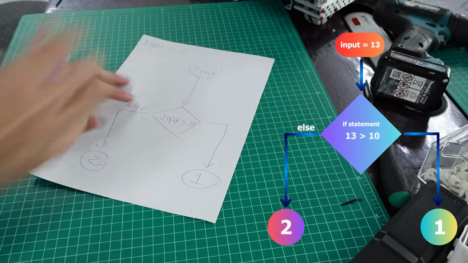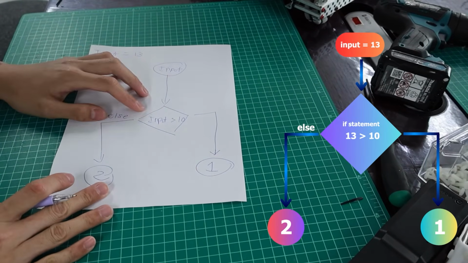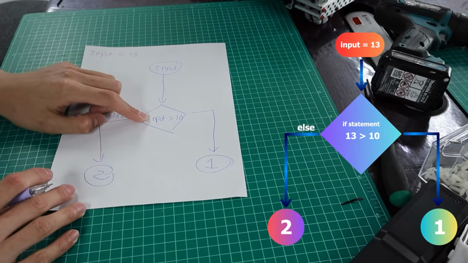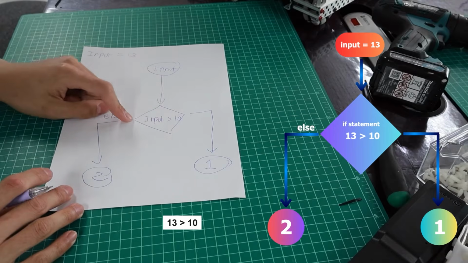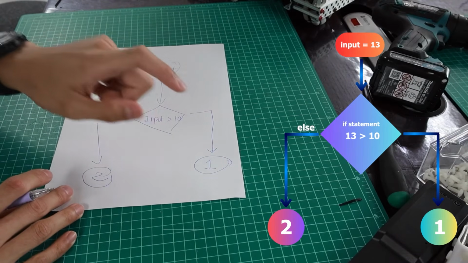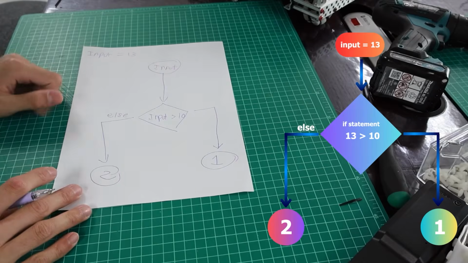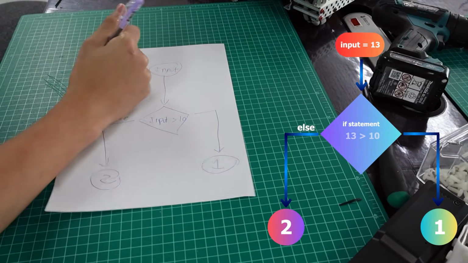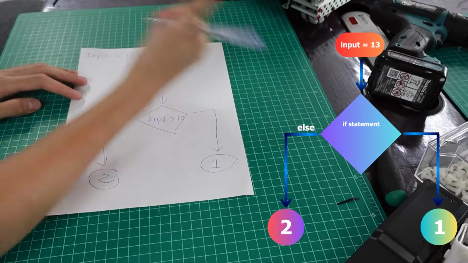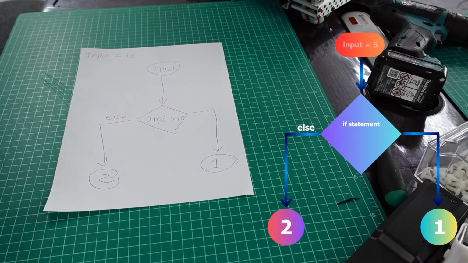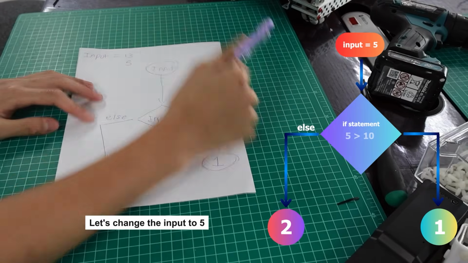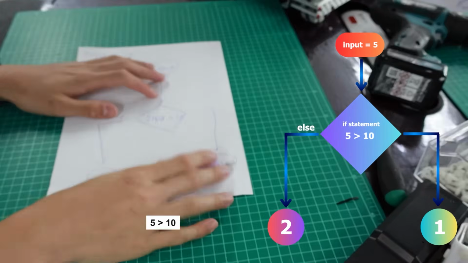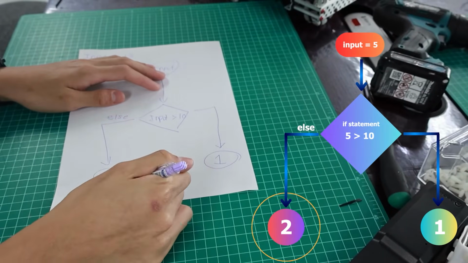For this example, I'm just going to put a random input of 13. So let's see what our if statement spits out when we put in 13. Is 13 more than 10? It is more than 10, meaning it will perform scenario 1. So that's the decision that our if statement made. But let's say we want to change this input from 13 to 5. So our input's now 5. Is 5 more than 10? No. So it will perform scenario 2.